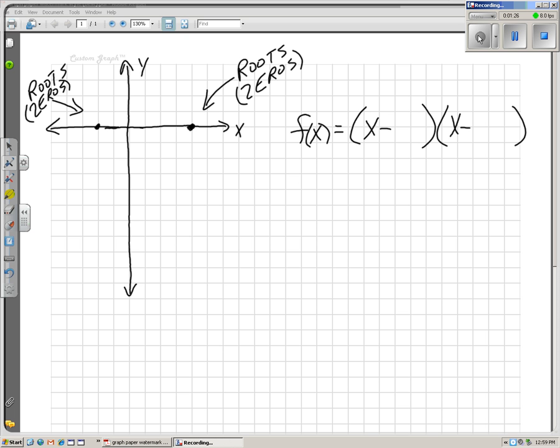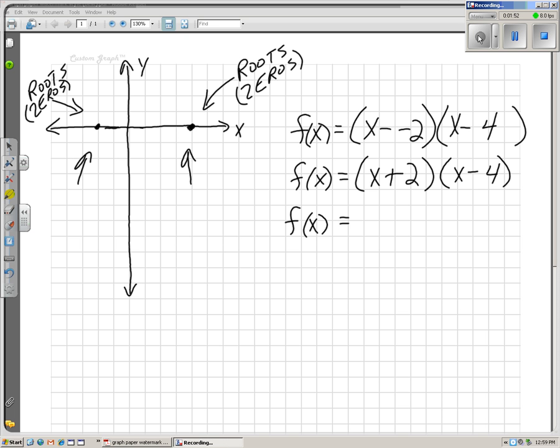What's one of my roots? One of my roots over here is -2. So I'm going to put x minus -2. And this root here is +4, so x minus 4. That's how we do it. And then let's go ahead and multiply it out. If you want to simplify it a little bit, it looks like x plus 2 times x minus 4, because minus the -2 is really +2. Let's multiply that out, and we get x squared minus 4x plus 2x minus 8, which simplifies to x squared minus 2x minus 8.